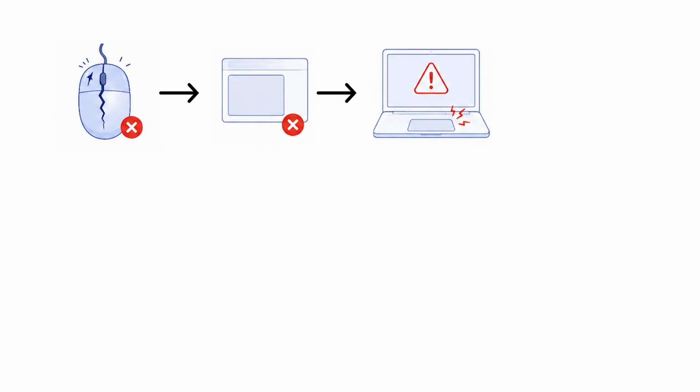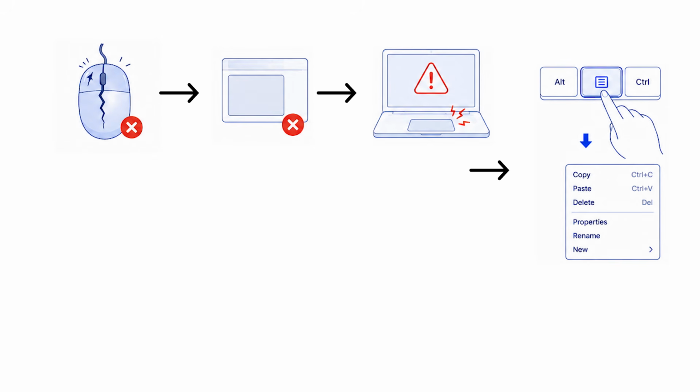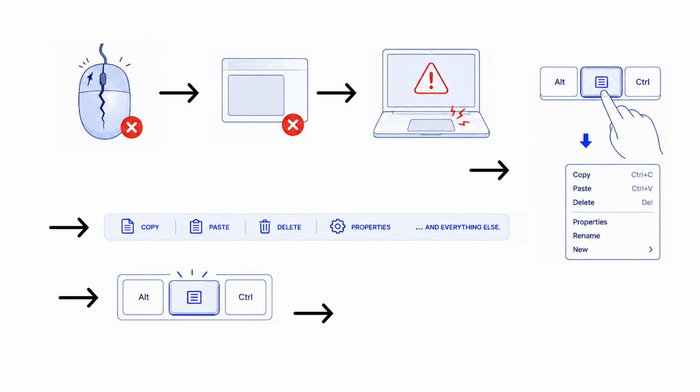Imagine your mouse breaks, or your trackpad stops working, or you're using a laptop and the touchpad is being annoying. You can still right-click. You can still access all those menu options. Copy, paste, delete, properties, everything, just with your keyboard. The menu key is the backup plan, the emergency button. The key you never knew you needed until you really needed it.